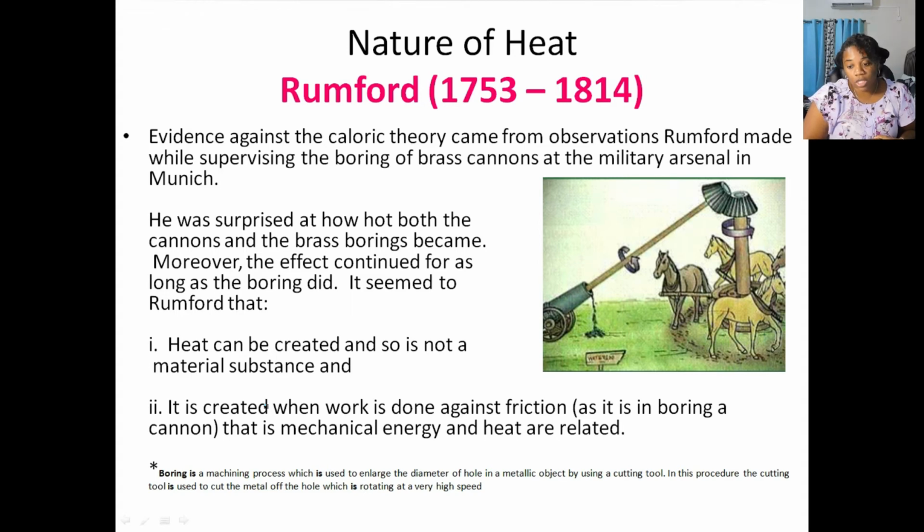In this procedure, the cutting tool is used to cut the metal off the hole, which is rotating at a very high speed. Because they didn't have machines that could work without animals. They weren't technologically advanced yet. Horses proved to be the next best thing. As you can see here, they have some grooves, and as the horse moves, it causes a turning effect to make a hole in the cannon itself, and you can see the metal being shaved out, right?